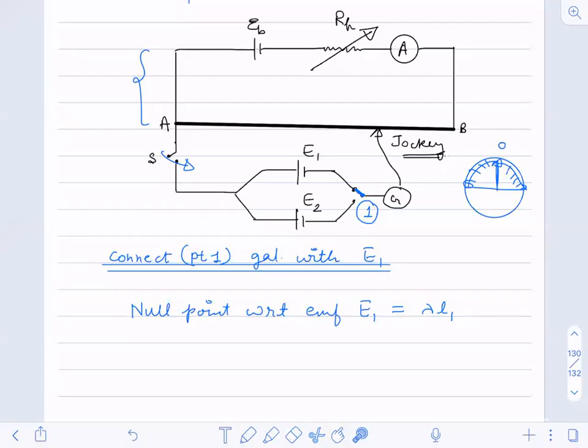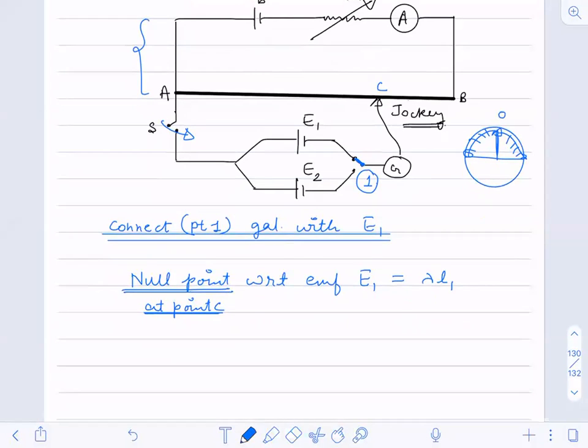So you just drag the jockey like this, and at this point, let us name that point C, while dragging you will have null deflection. That is the null deflection you have got at point C. So the null point with respect to EMF E1 is equal to lambda L1. The null point is at point C. This is corresponding to E1 now. Let us call this equation 1.